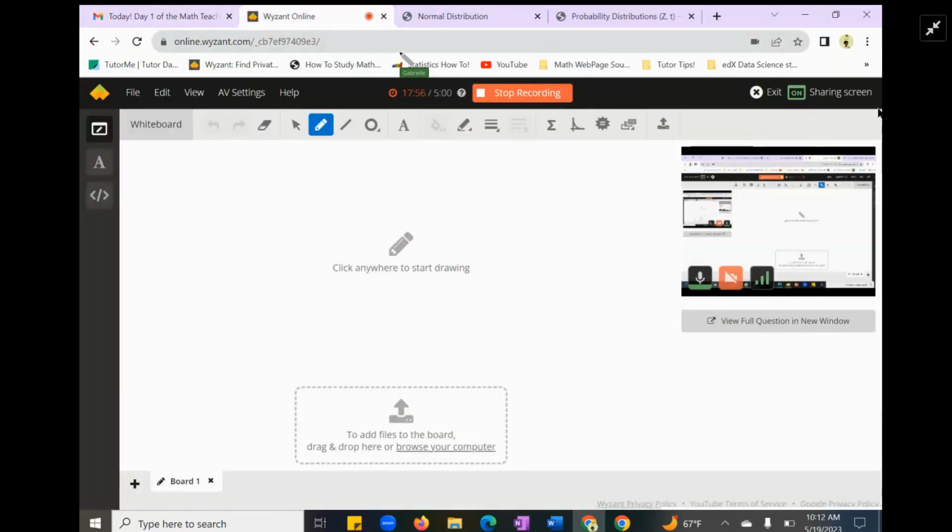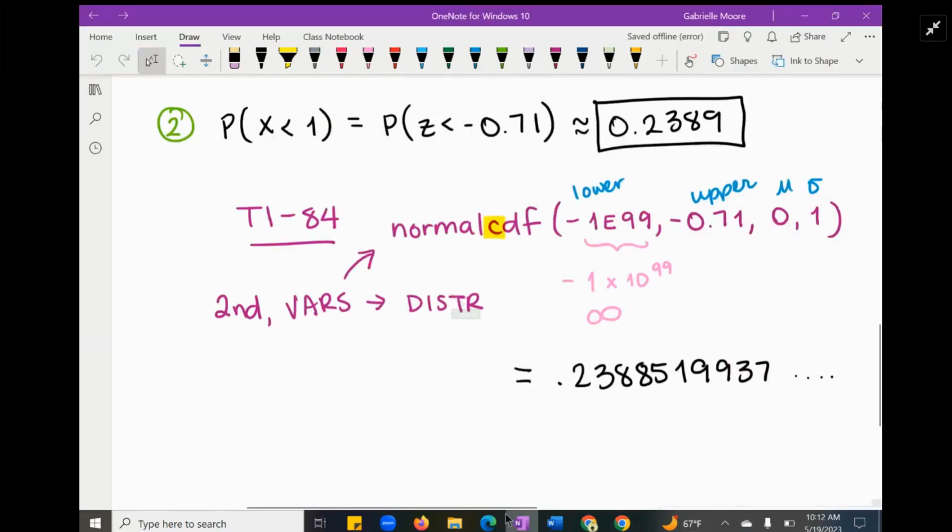My apologies, I just realized, am I sharing? I'm actually confused. Okay, I almost thought that I wasn't sharing at first, but I'm still sharing.